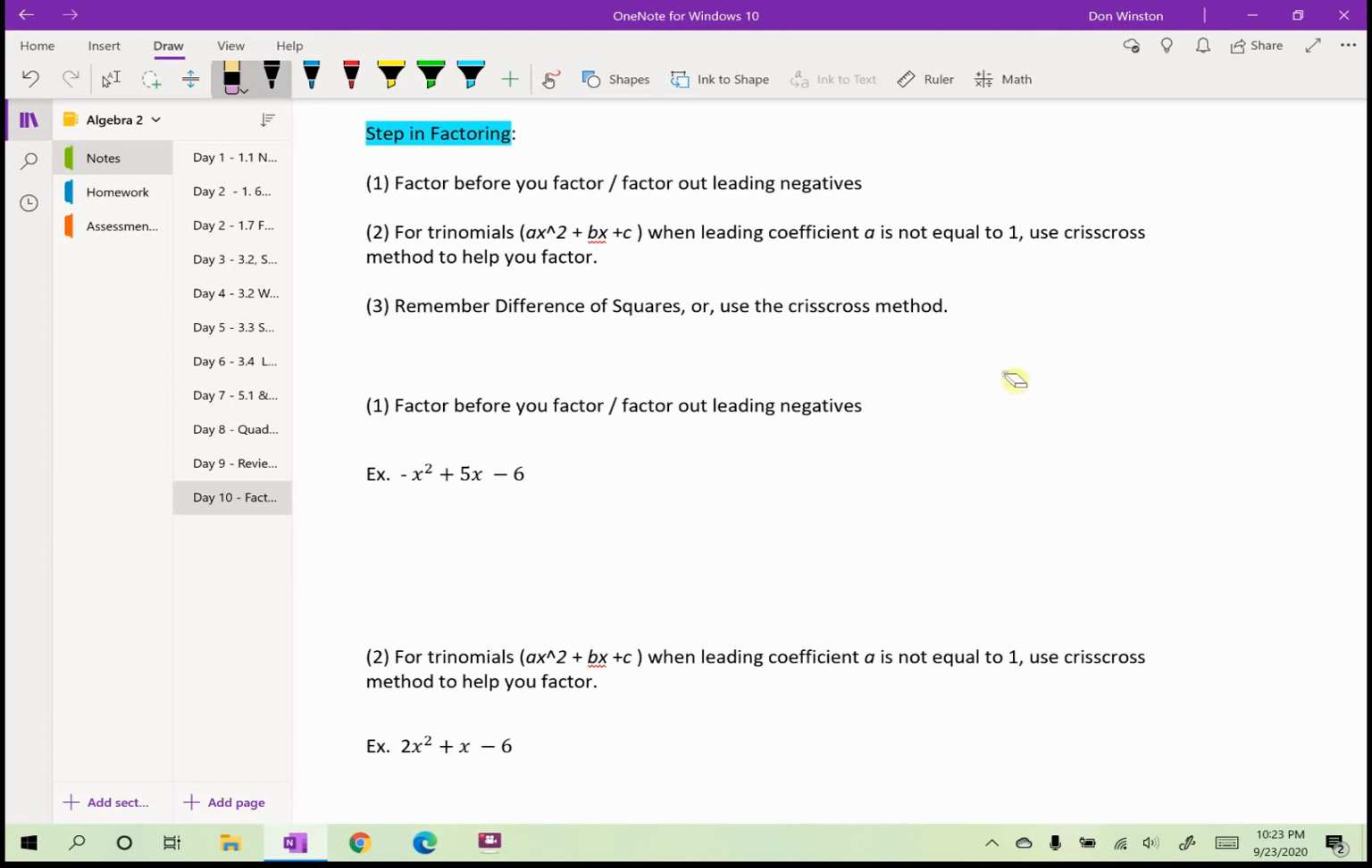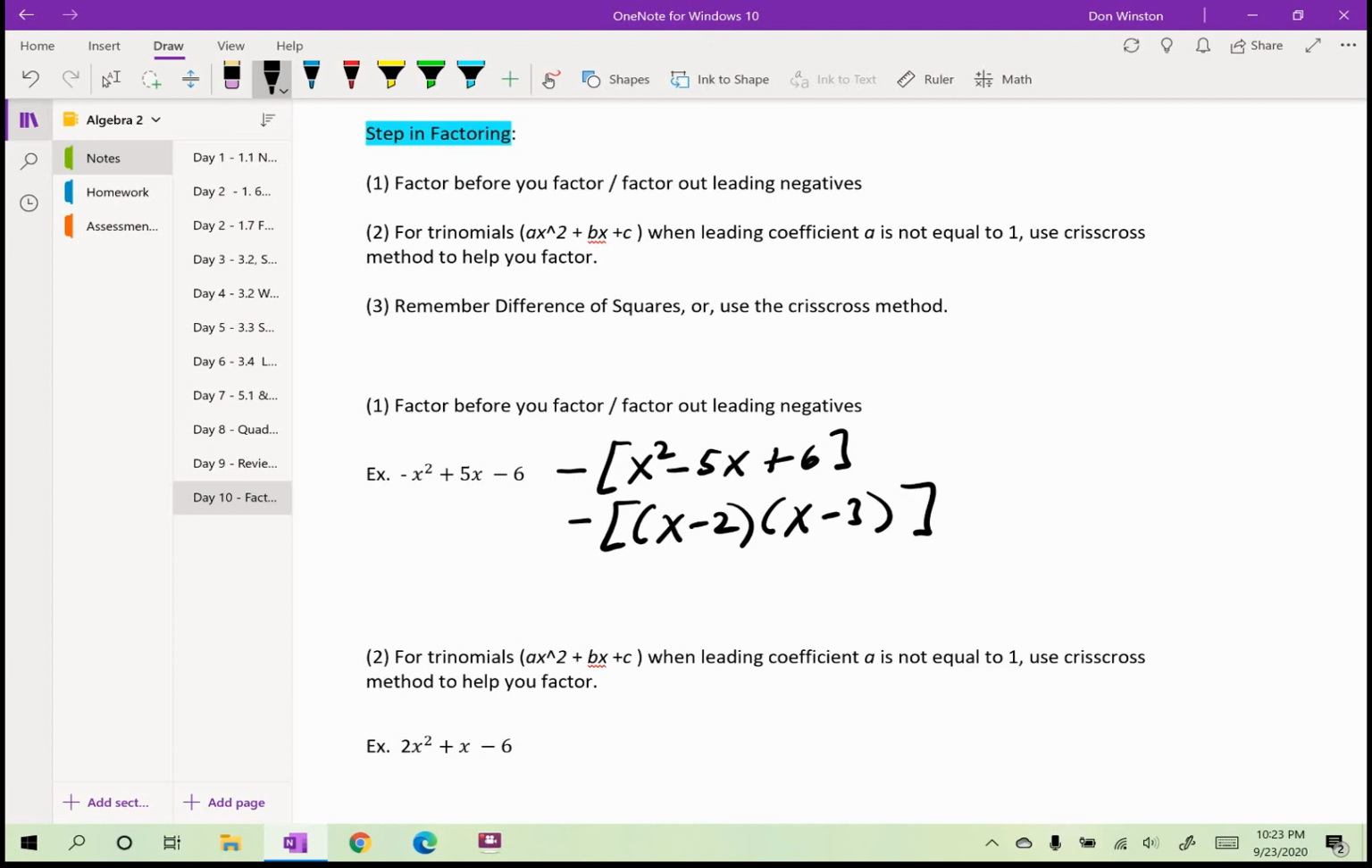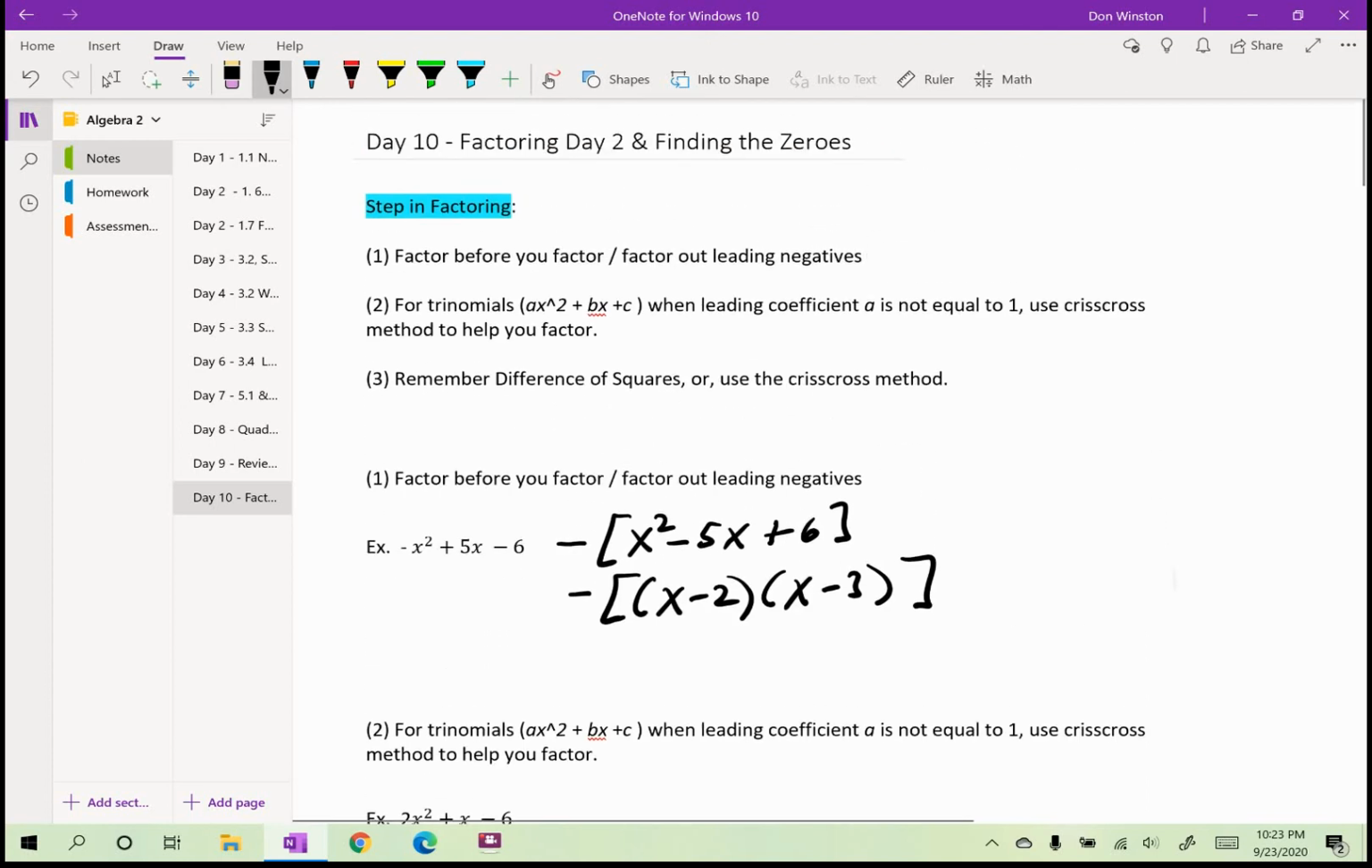So what we want to do, as I told you yesterday, is factor out the negative. So I'll factor out the negative, and then I get x squared minus 5x plus 6. We just reverse the sign of everything inside. Now, that's easy to factor. Factors of 6 that add up to negative 5 are negative 2 and negative 3. So I'll have x minus 2 times x minus 3. Now it's factored. Okay, see how easy that was when you took out the leading negative? Makes it much easier.